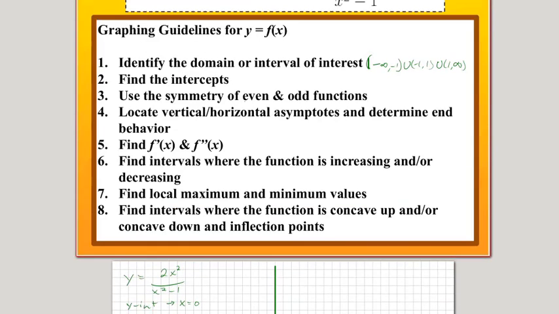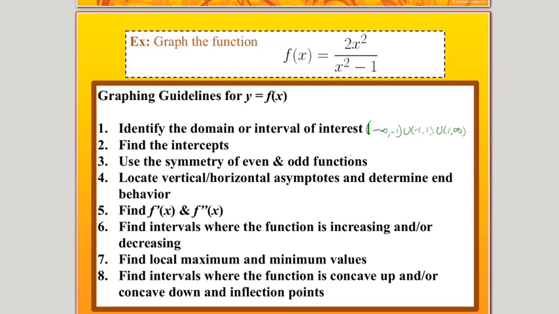Step 3, I'm going to use the symmetry of even and odd functions. So if you remember, an even function is where if you plug in a negative x, you get the same thing, same y value as if you had plugged in the regular x. So in other words, it's symmetric about the y-axis. An odd function, on the other hand, if you plug in a negative x, you get the negative y value as if you plugged in a positive x. So in other words, let me draw a crude graph here.